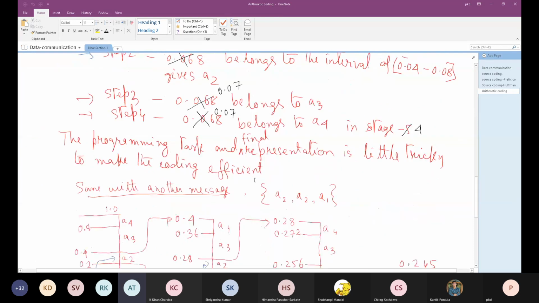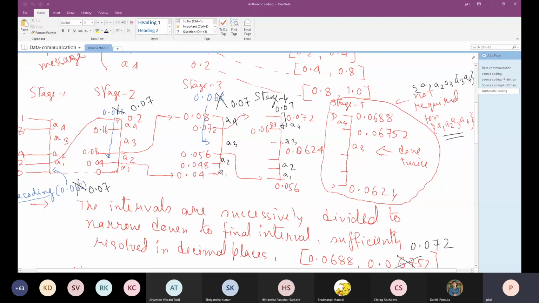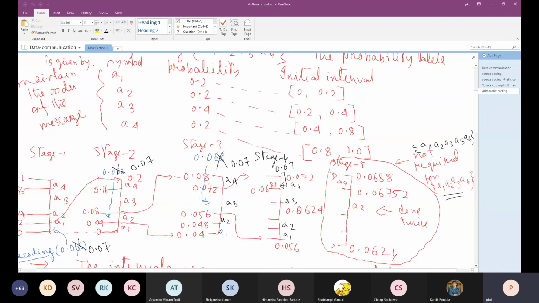Sir, but we had to divide it two times, right? We were told last class if the width is double. Yeah, so that is not necessary. Two times was necessary if the message is A1, A2, A3, A3, A4. Otherwise, this stage 5 is not necessary. For four symbols, four stages are sufficient. But the receiver does not know how many times each symbol is repeated in the message. Yeah, that's why this is not necessary.